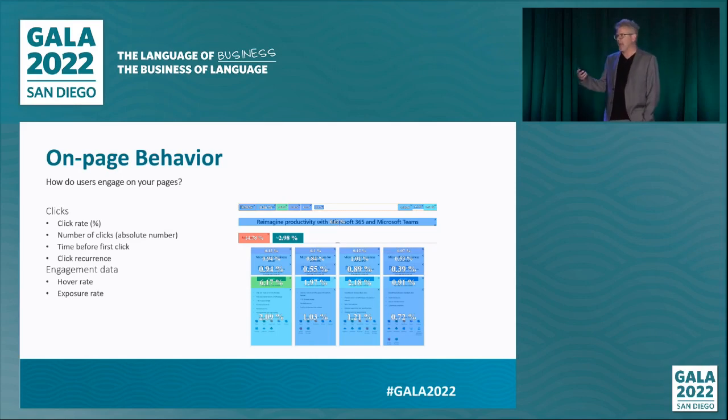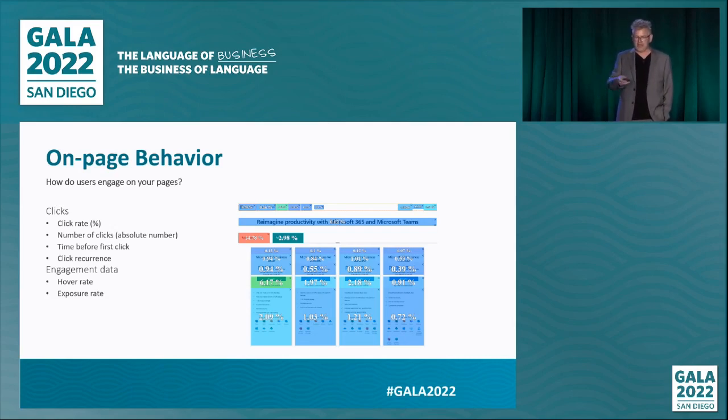So number of clicks in absolute numbers, the time before first click, like how long do people hesitate? Do people click something repeatedly? Click recurrence is a really interesting one. There's something called rage clicking. People who feel that something doesn't work. Actually, in this example, there are a few elements that you cannot click. So people click on things that don't get them anywhere. There's no link behind those. So those are obviously also spaces where you might want to improve.